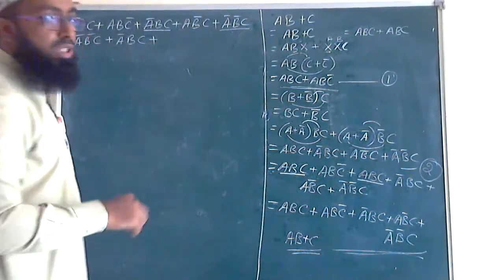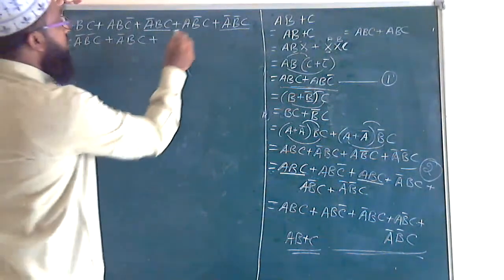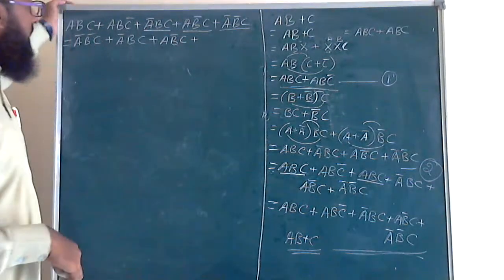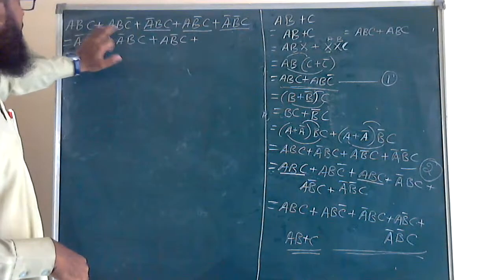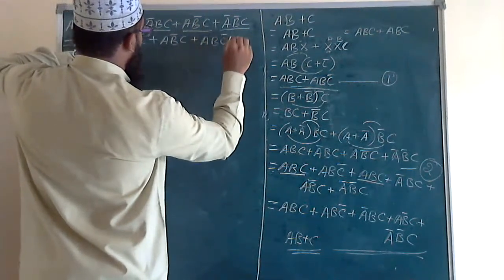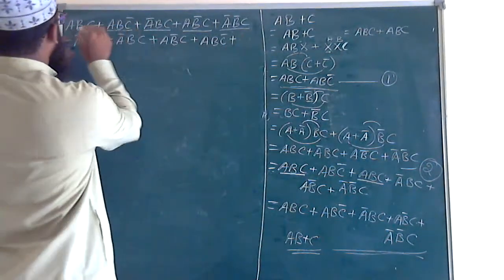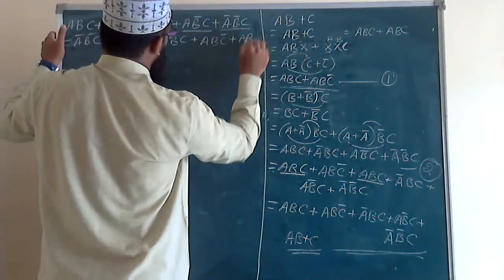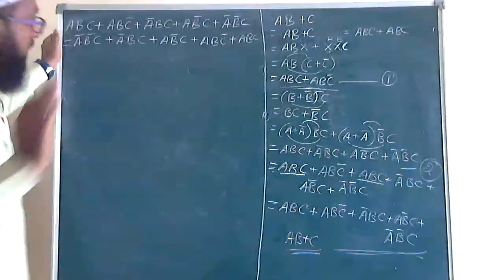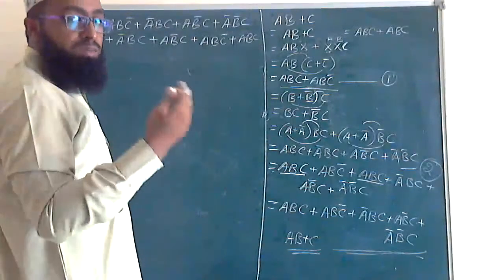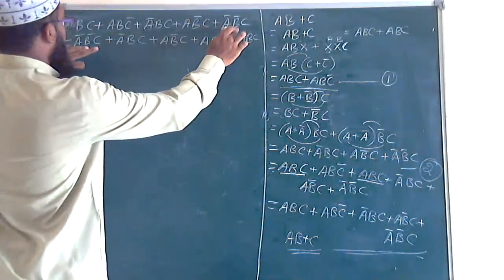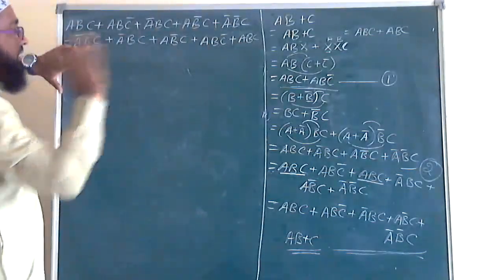Plus, we have to see if any complement of B is there. Yes, take this one: A B bar C, plus. Any more complements of B? No, only C complement is there. After B, we have to take C complement: plus AB C bar. Last one remaining is ABC. Hope you have understood this. We have to take alphabetically the complemented variables first: A bar B bar, and no more A bar B bar is there, so write that down.